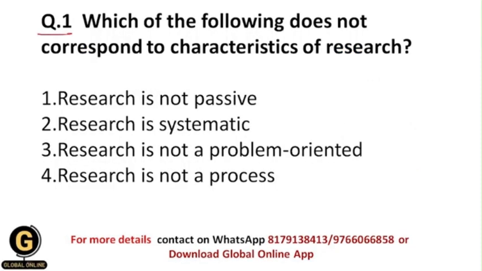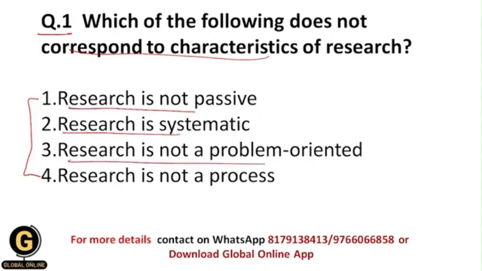Question 1 is, which of the following does not correspond to characteristics of research? So here we have given some characteristics of research, and from these 4 options there is one option which is not a characteristic of research, and we are going to select that option. So let us see. Research is not passive, research is systematic, research is not problem oriented, research is not a process.